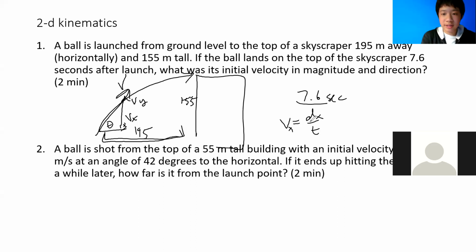So then just plugging this in, our vx is just 195 over that 7.6 seconds. So what is that going to be? 195 over 7.6, 25.66.